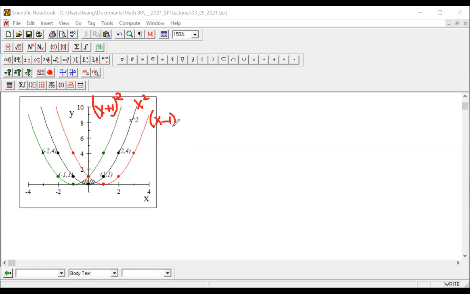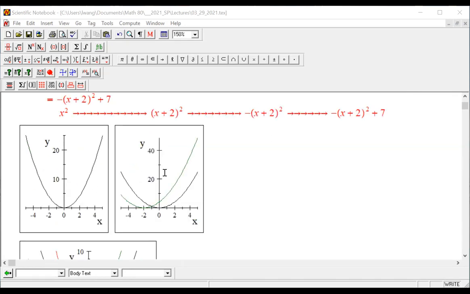Remember those points we plotted, you guys? You should go watch those again and redo it by yourself, remembering the points we plotted and that whole process. So x plus two is going to be shifted further to the left. That's what we did, okay? Did you get it? So this green is shifting to the left from x squared.